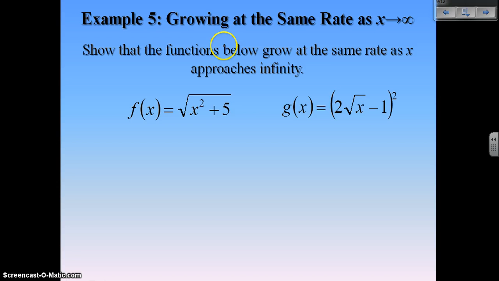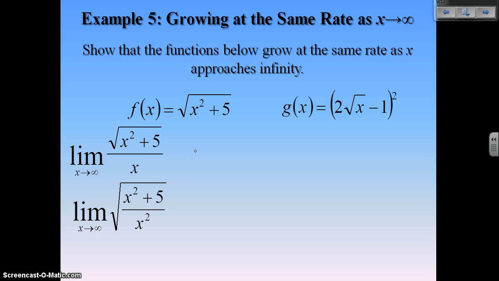So our job is to show that the functions below grow at the same rate as x approaches infinity. Now, rather than compare this one directly to this one, I'm going to compare this one to x, and then I'll compare this one to x, and if they both grow at the same rate as x, then I know that they both grow at the same rate together. So I look at this. I'm plugging in, it's infinity over infinity. You can apply L'Hopital's rule, or we can simplify.